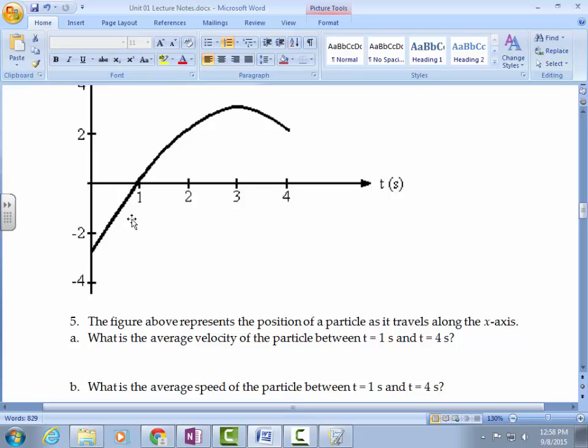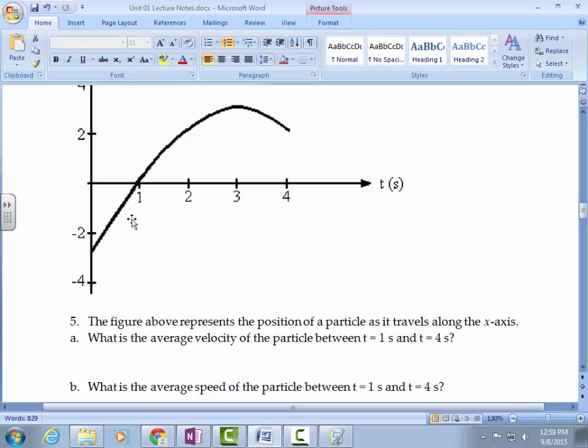All right, so anyone think they have it? Yes. Well, remember, what's the definition of average speed? Total distance over time. Correct. It's the total distance over the time elapsed. So now we have to figure out what the distance is, right?